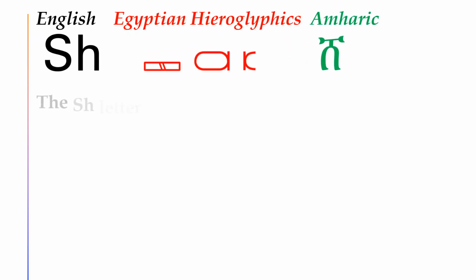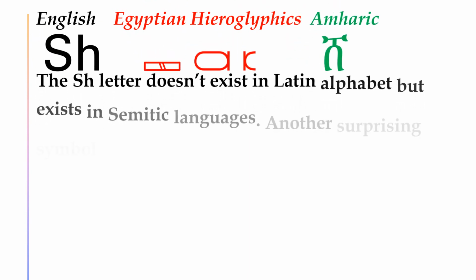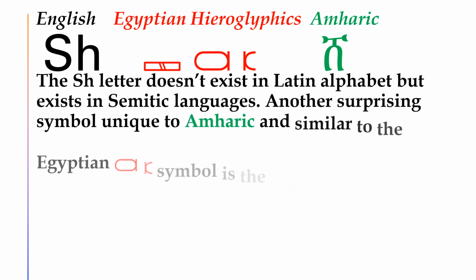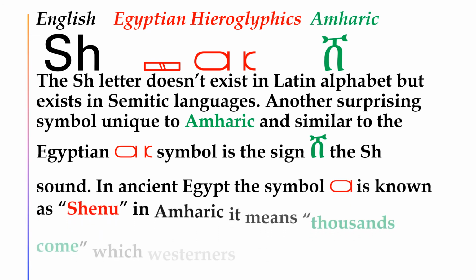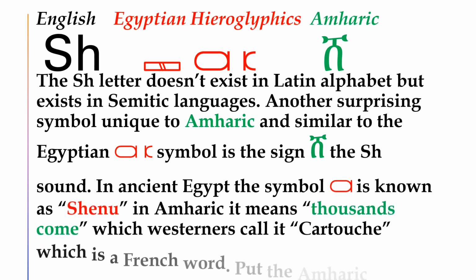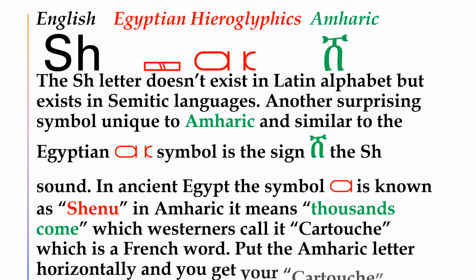Then comes the sh sound. This sound doesn't exist in English. It exists only, I think, in Amharic and in Paleo-Hebrew, and also, of course, in Hebrew, and I think also in Arabic, but it doesn't exist in English. As we can see from the Egyptian hieroglyphics, you find the second two symbols so much similar to the Amharic sign of sh.